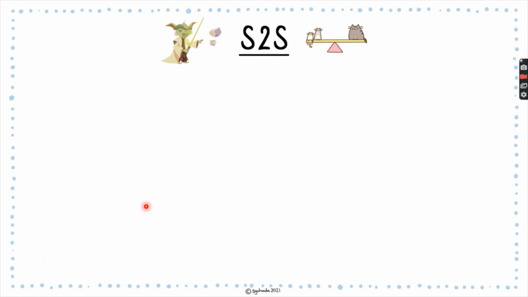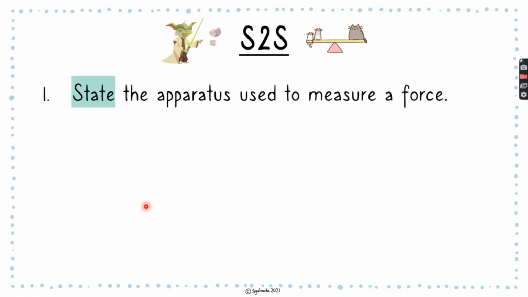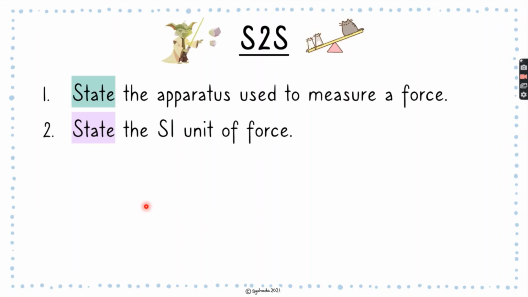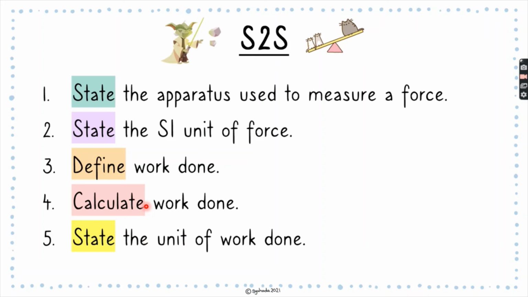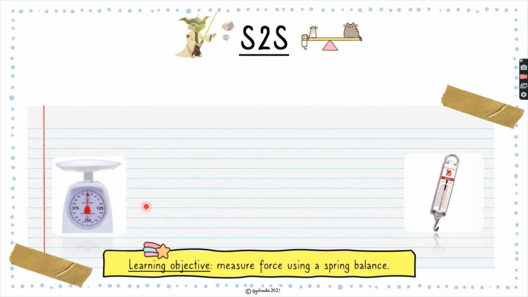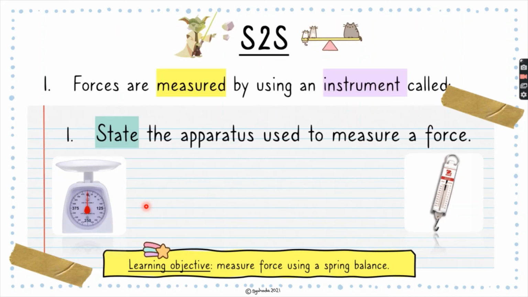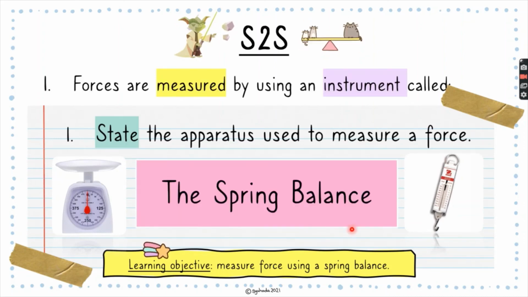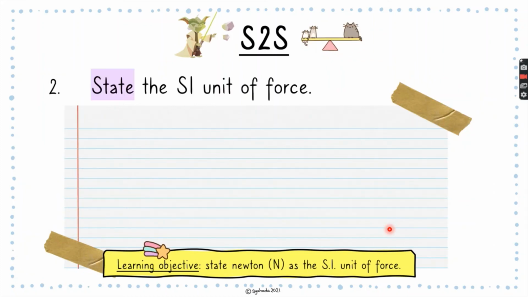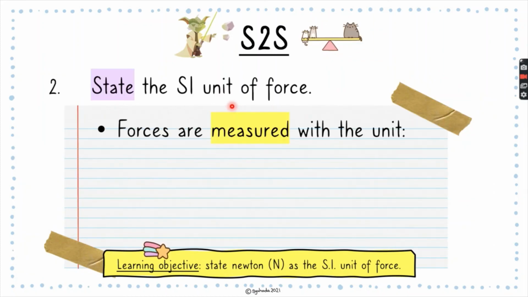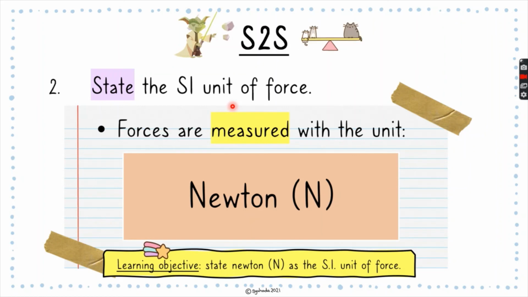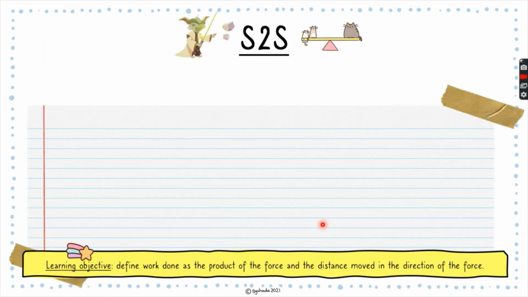All right, so thank you for sticking with me, and now we're going to go back to S2S, our step to success. So what is the apparatus that is used to measure the force? We needed to talk about the SI unit of force. Defining work done, we calculated work done and stated the unit of work done. Okay, so the apparatus used to measure force is the spring balance. And the SI unit of force is Newton, which is the capital letter N.